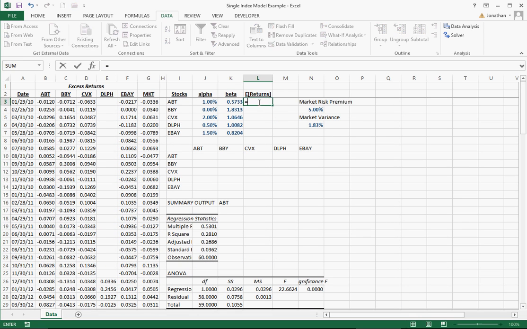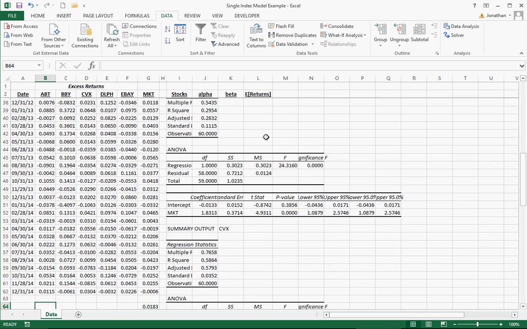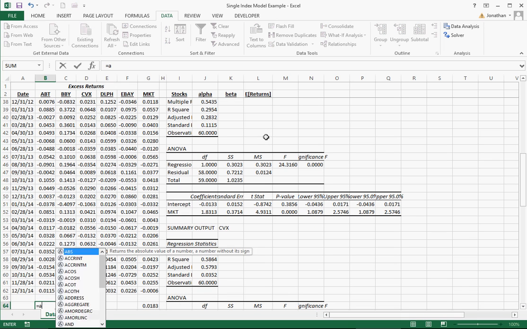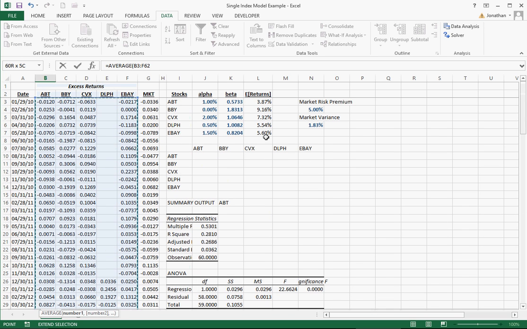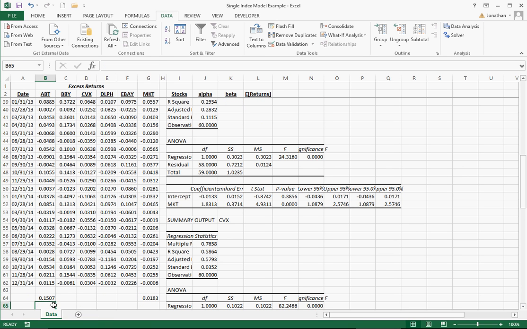My expected return is going to be equal, and these are excess returns, to alpha plus beta times the market risk premium. And I'll lock that down because the market risk premium is the same for all of them. Copy this down. And now these are not the historical returns. These are the expected returns, and there's a difference in those. So let me just show you what those are. So if I come down here, equal average, page up, close parenthesis times 12, bring these across.